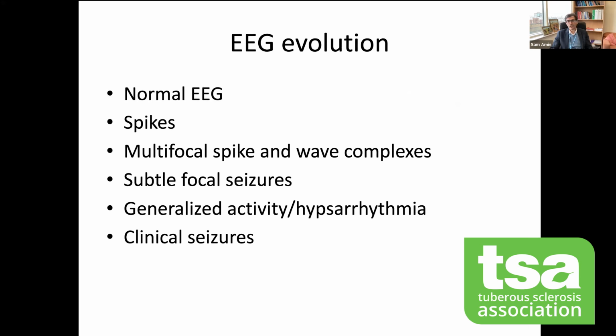So this slide shows you the EEG evolution of TSC. So what happens if you have TSC? When you are born, you have TSC, and EEG is a brain recording. It's like an ECG, where you do the heart recording. This is for the brain. Most children have a normal EEG, so the brain recording is normal. Then you'll have spikes, then you'll have multiple spikes. Then you may have subtle focal seizures. Then you'll have significant generalized abnormal activities on the EEG. And then you'll have big clinical seizures.